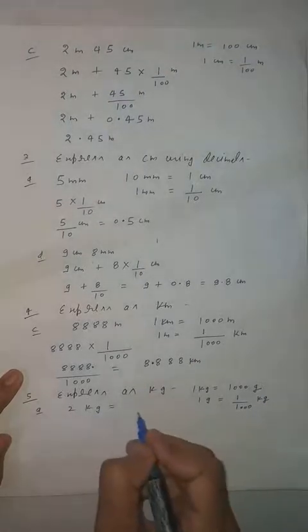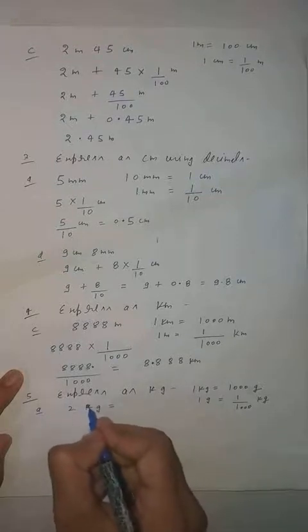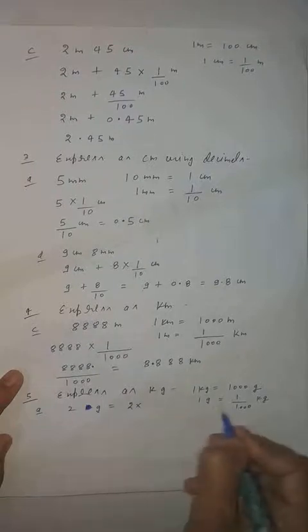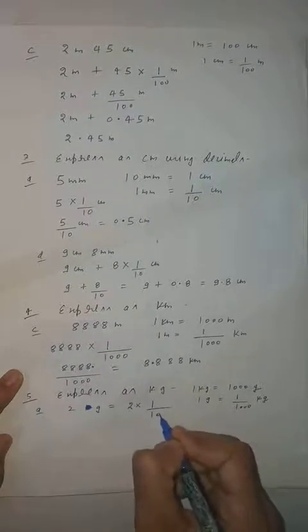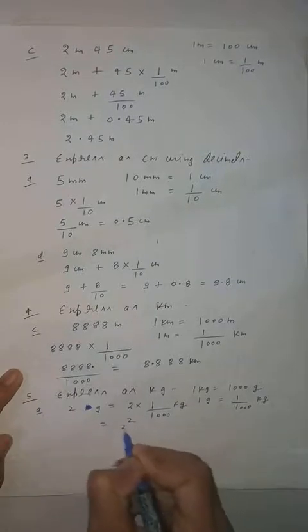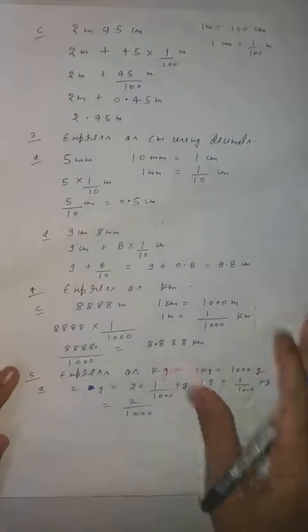So 2 kilogram is given, yani you have to convert in gram. Sorry, 2 gram is given. You have to convert in kilogram. So 2 into 1 gram equal to 1 upon 1000. Write down 1 upon 1000 kilogram. So this will become what? 2 upon 1000. Clear, student? This will become 2 upon 1000.